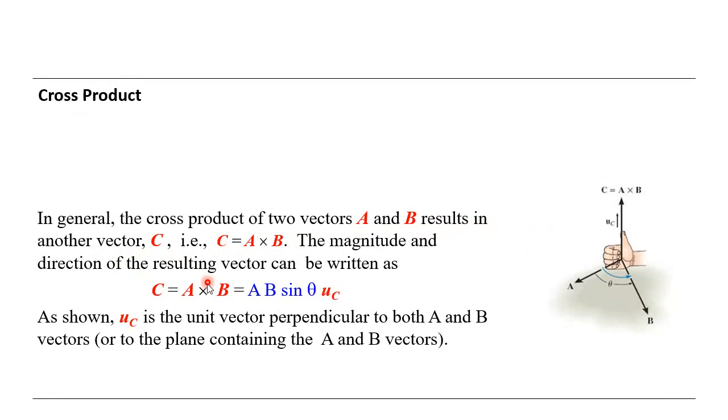The magnitude and the direction of the resulting vector can be written as C is equal to A times B, which is the magnitude. If you see it in red color, that means it is a vector; if blue, then it's a scalar. So A times B means the magnitude of A, magnitude of B, sine theta, times the unit vector of C. As shown, u is the unit vector perpendicular to both A and B vectors.